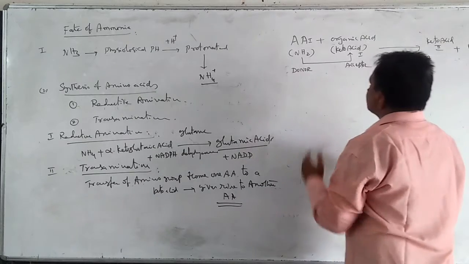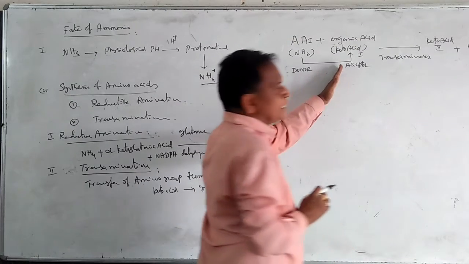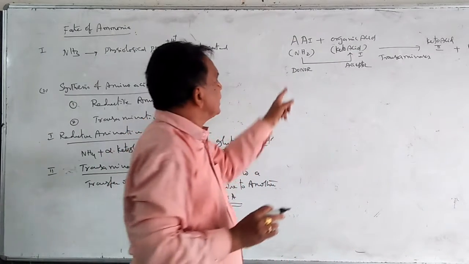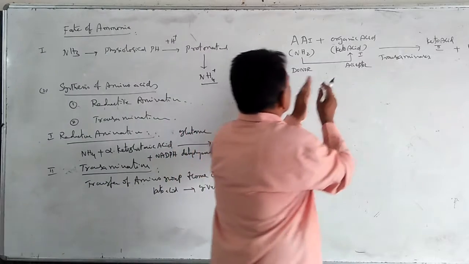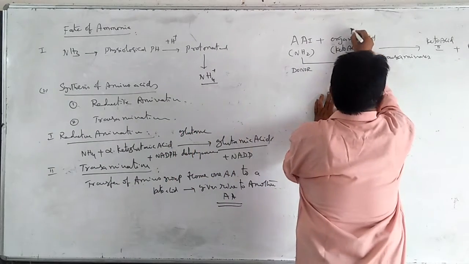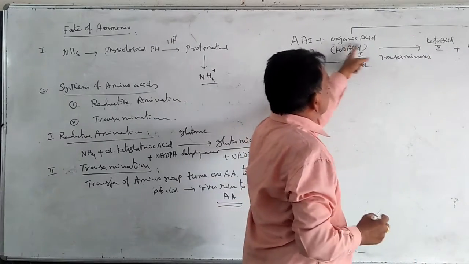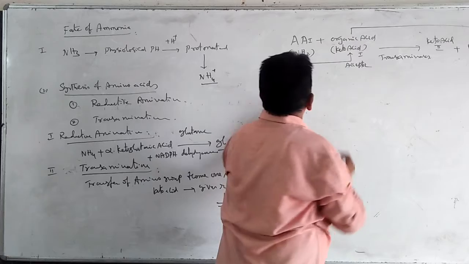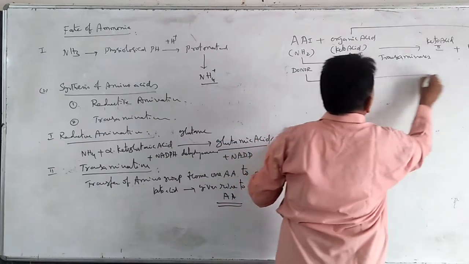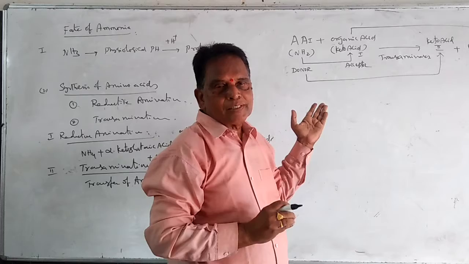So in this process, this amino acid acts as the donor, this keto acid acts as the acceptor, and this amino group is accepted by the keto acid. By accepting this amino group, it is converted to amino acid 2. By losing this amino group, amino acid 1 is converted to a keto acid. You just observe this.